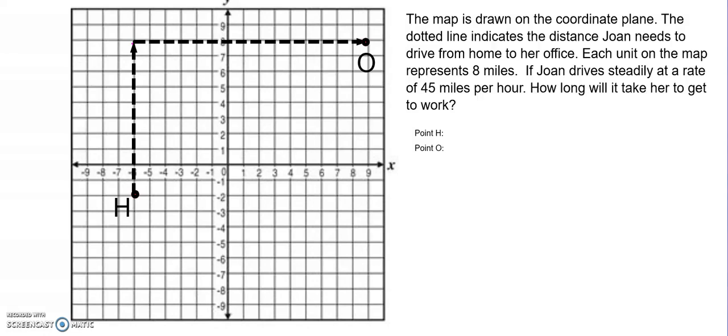The map is drawn on a coordinate plane. The dotted line indicates the distance Joan needs to drive from home to her office. Each unit on the map represents 8 miles. If Joan drives steadily at a rate of 45 miles per hour, how long will it take her to get to work? The first thing you should do when you read a word problem is read the problem.